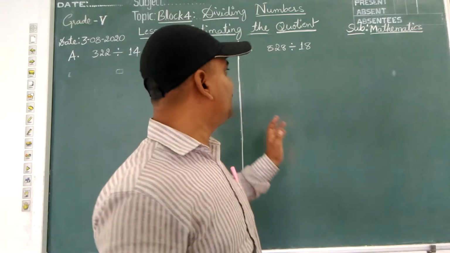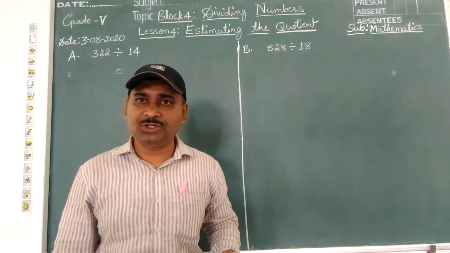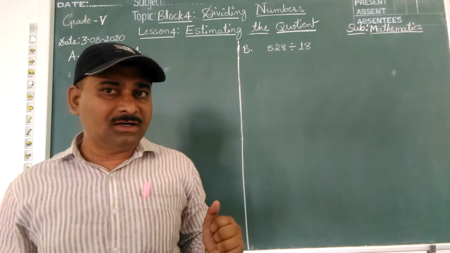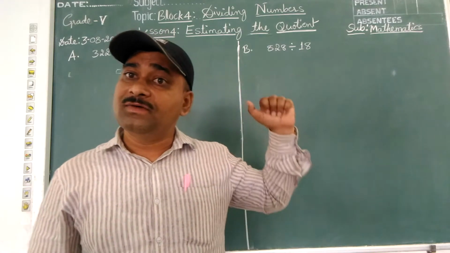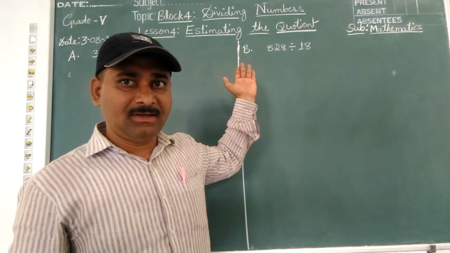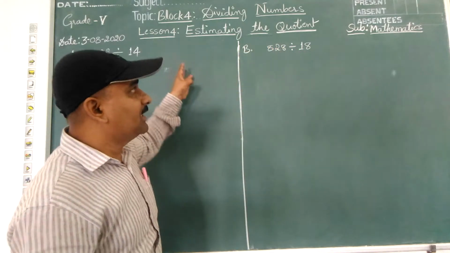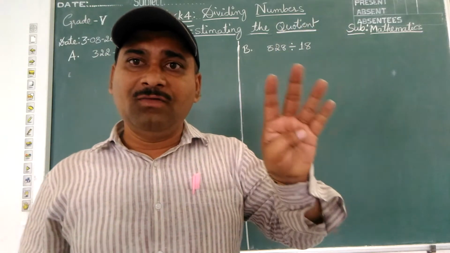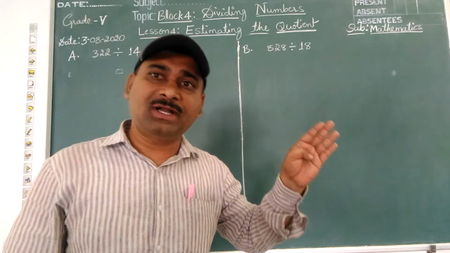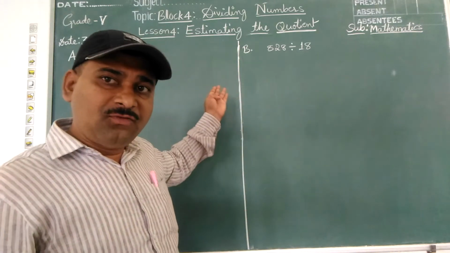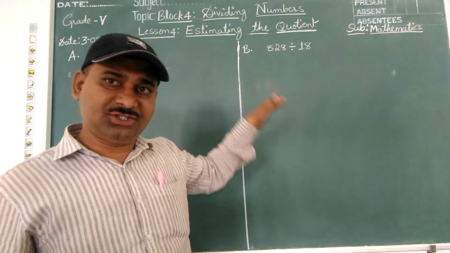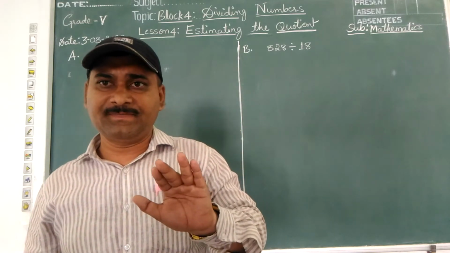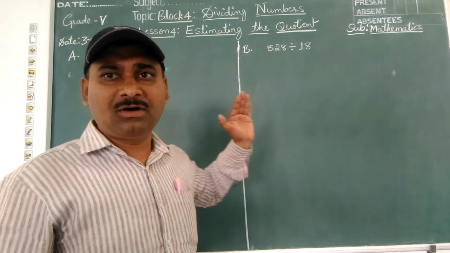So this is the last lesson of this block: estimating the quotient. Children, if you have kept in mind what you already learned in block 3, 4th lesson, that was estimating the product. And block 4, 4th lesson is estimating the quotient. Only this is the difference between that lesson and this lesson.